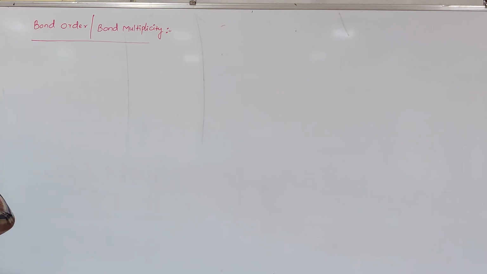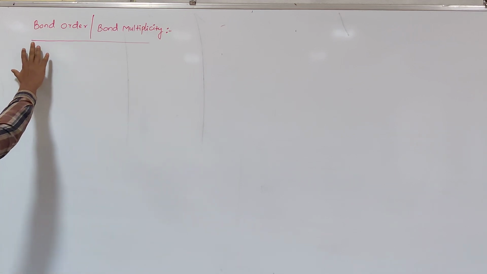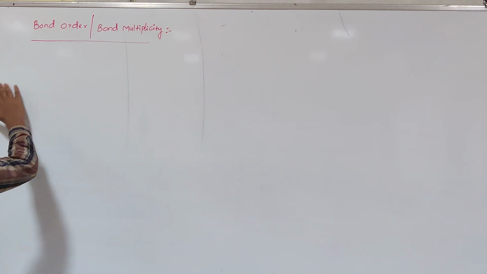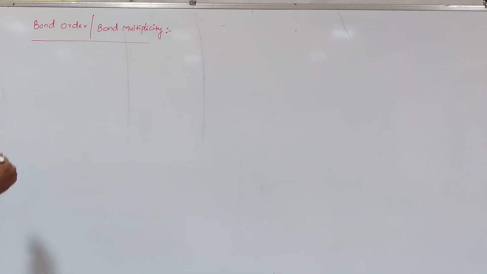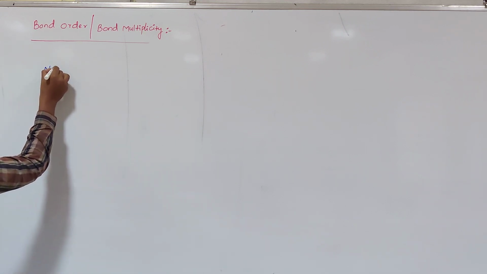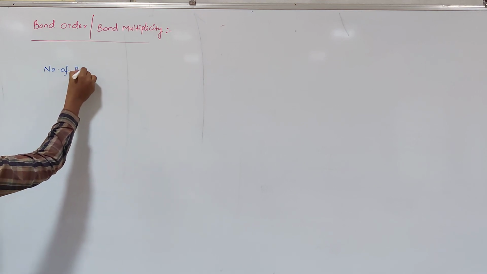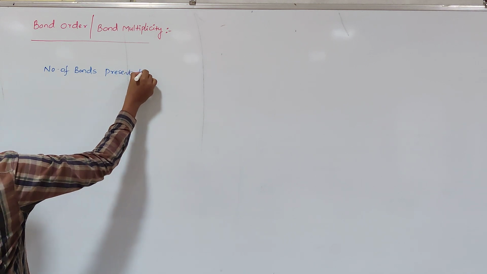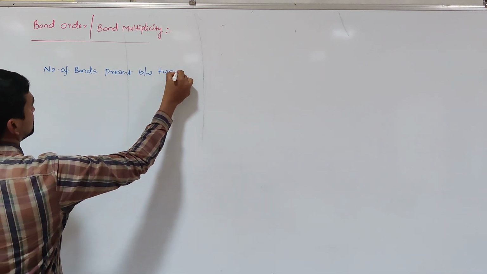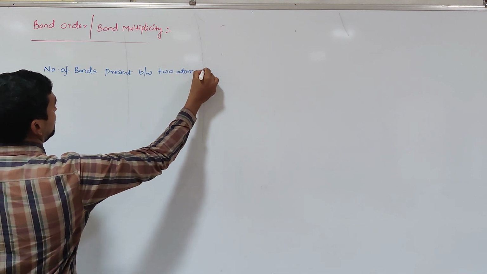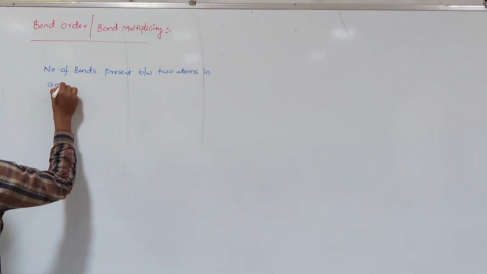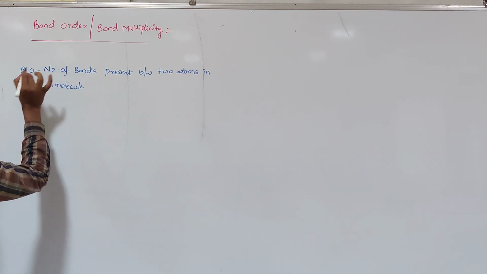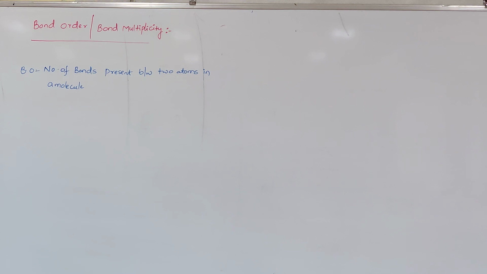So the other important factor, they may ask the question in your examination: bond order or bond multiplicity. I already discussed this in the beginning of this chapter. Bond order is equal to the number of bonds present between two atoms in a molecule. That is called bond order.